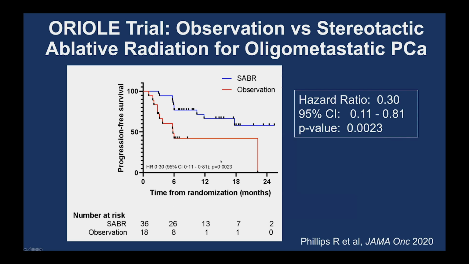And the ORIOLE study is the other study in this space. And again, this study was a little bit different in the sense that it used conventional imaging, CT or bone scan, to define these oligometastatic patients, but it showed a very similar finding, which is that if you give radiation to the metastasis, it's much better than not giving radiation to the metastasis in terms of progression-free survival as well.